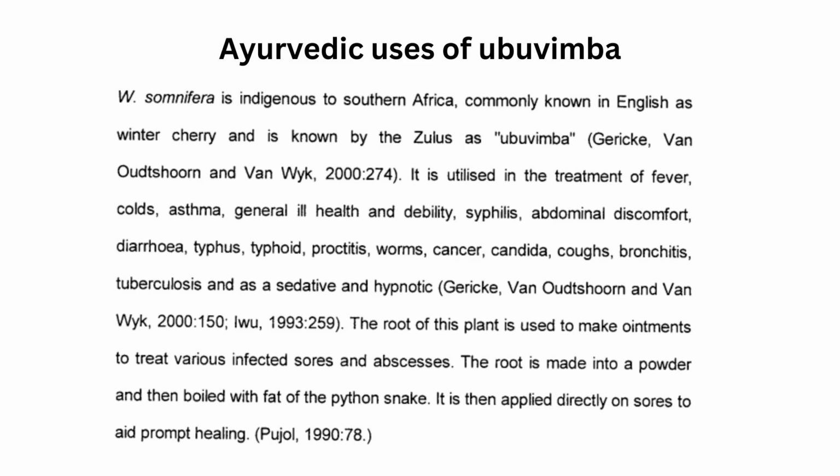The root of this plant is used to make ointments to treat various infected sores and abscesses. The root is made into powder and boiled with fat from the python snake. It is then applied directly on sores to prompt healing.